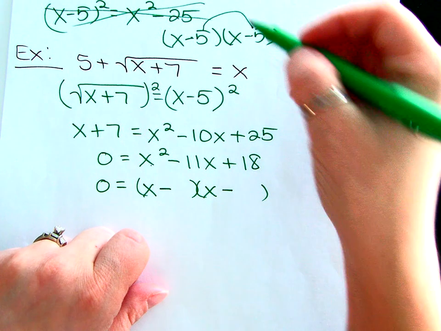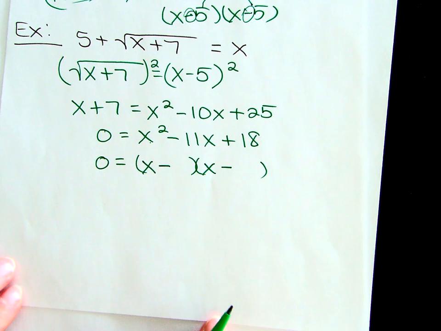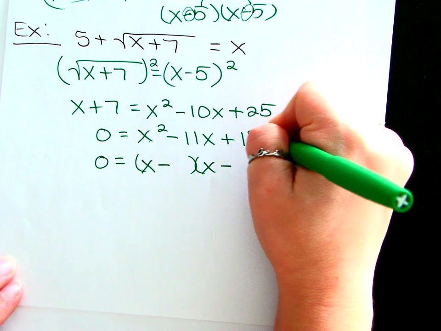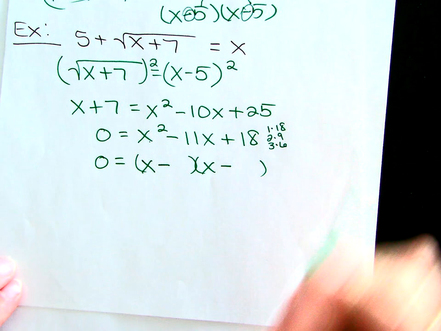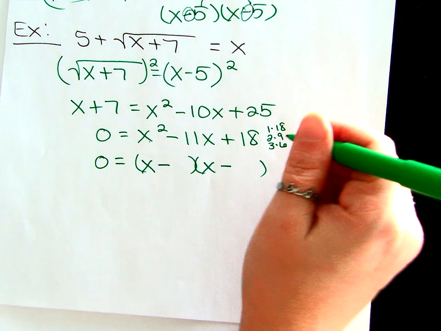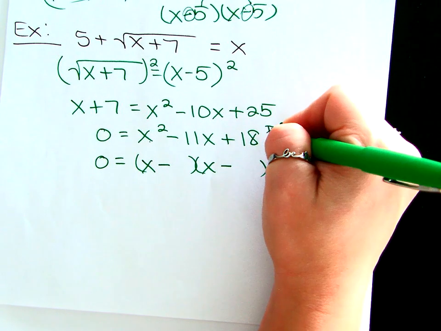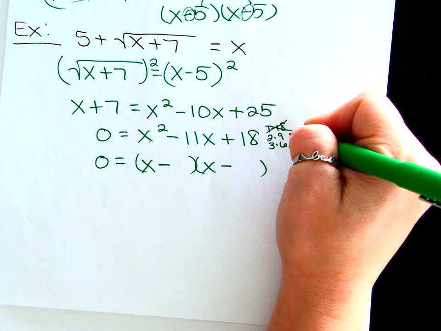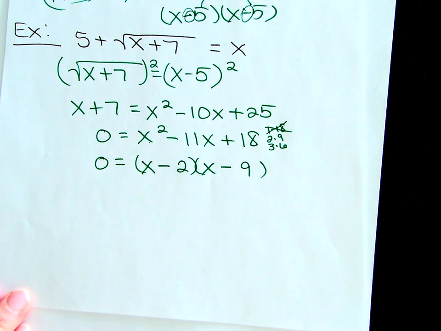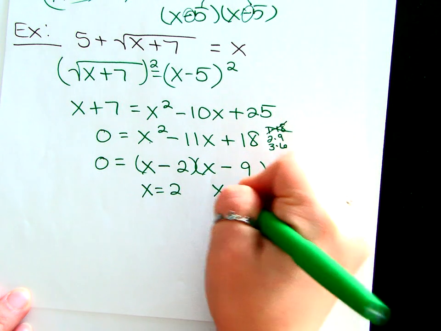Okay, then I have to think about factors of 18. There's 1 times 18, 2 times 9, 3 times 6. I need one of these sets of factors to add together to give me 11. 1 and 18, that'll give me 19. 2 and 9, that would give me 11. So that's what my factors are. They're going to be 2 and 9. Set each of those factors equal to 0, and I get x equals 2 and x equals 9.